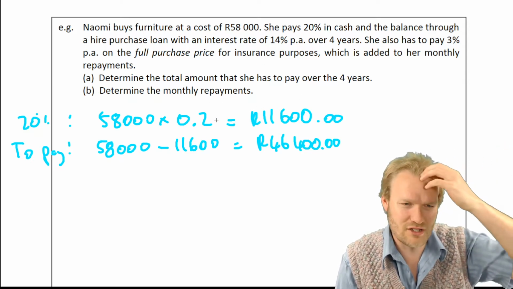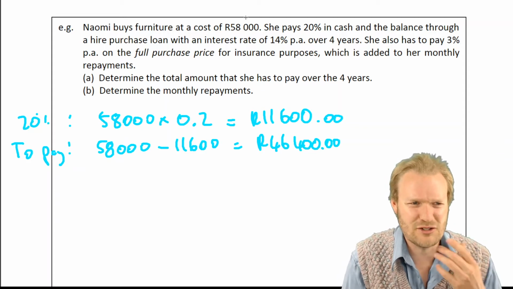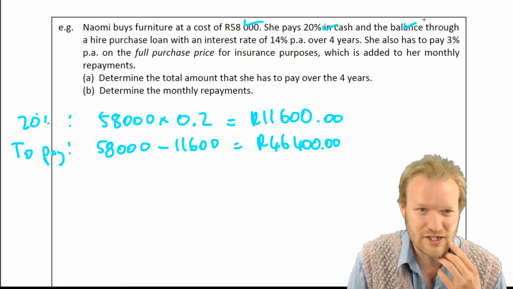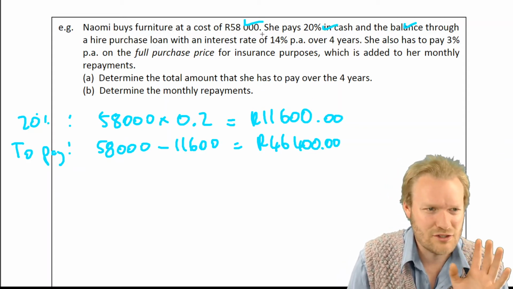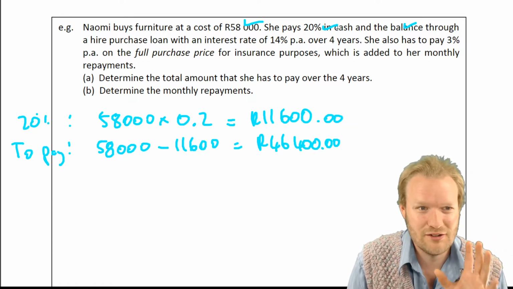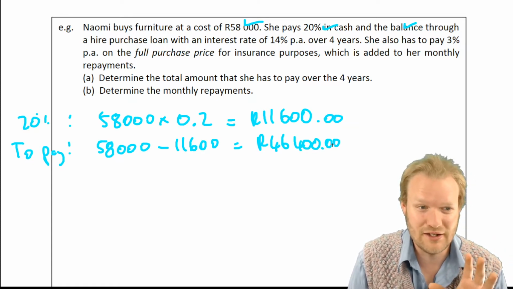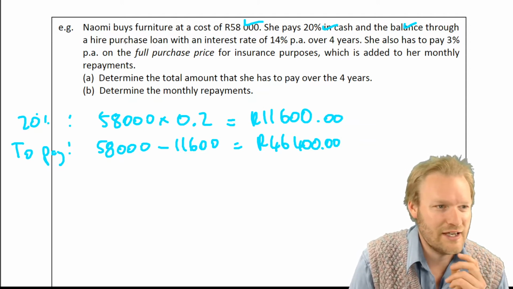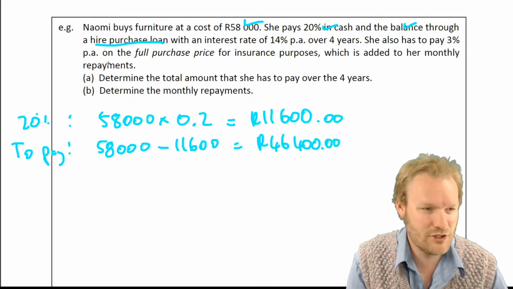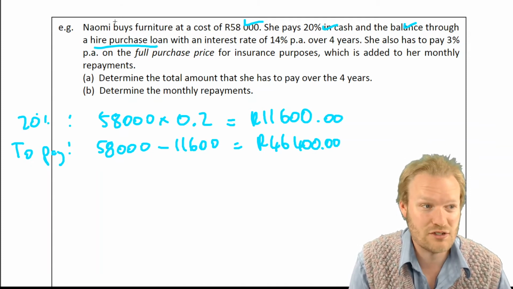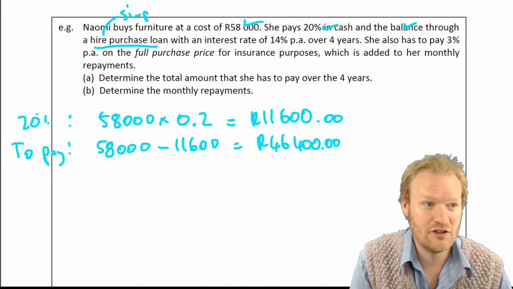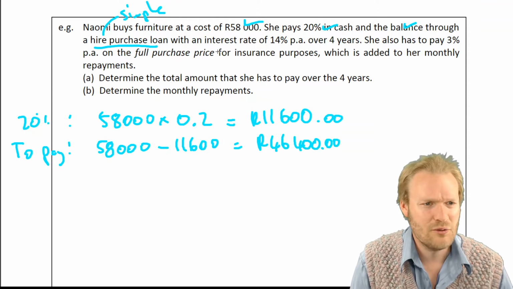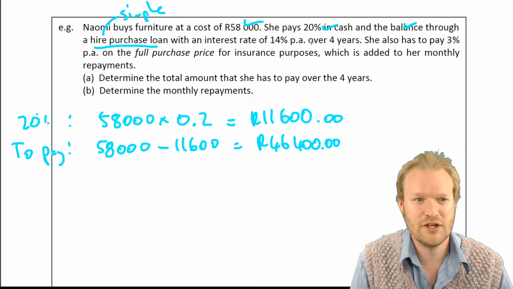Now, to be honest, I think it makes sense to read through the whole story and then start doing these calculations. Although this kind of makes sense as well because we've dealt with quite a lot of things already. Okay, so she's bought some furniture, paid some cash, and is paying the balance, this amount she still has to pay. And it's a hire purchase. So you see hire purchase and you think simple interest. So because of that, you go simple interest with an interest rate of 14% per annum over 4 years.